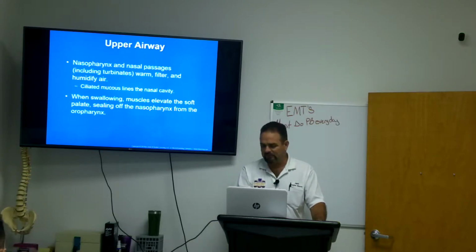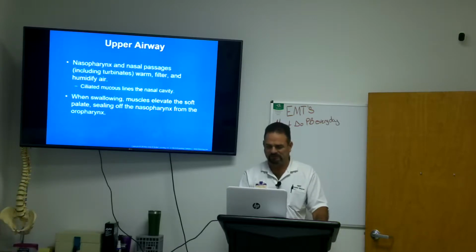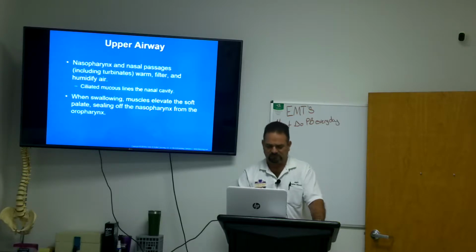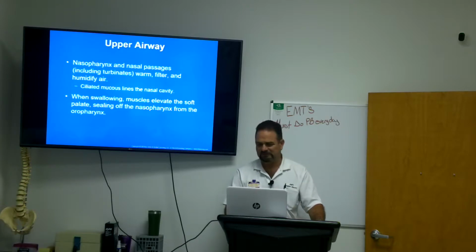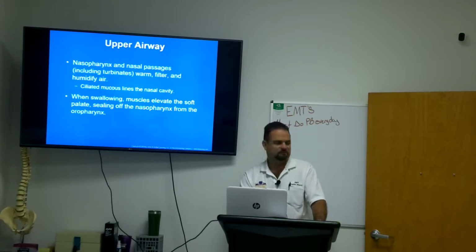It's downward from the posterior part of the soft palate and extends to the palatoglossal arch. When swallowing, muscles elevate the soft palate so that it touches the posterior wall of the pharynx, sealing off the nasopharynx from the oropharynx. The nasal cavity is lined with a ciliated mucous membrane, and then the nasopharynx is divided into two passages by the nasal septum.